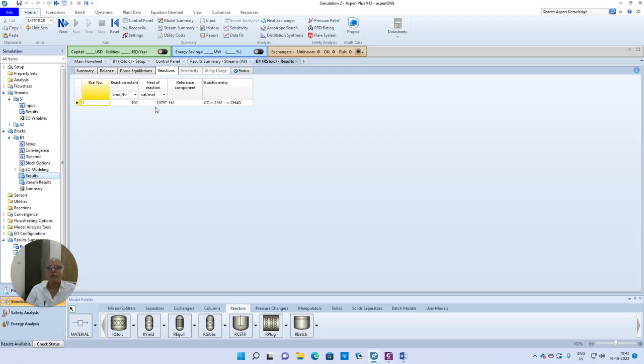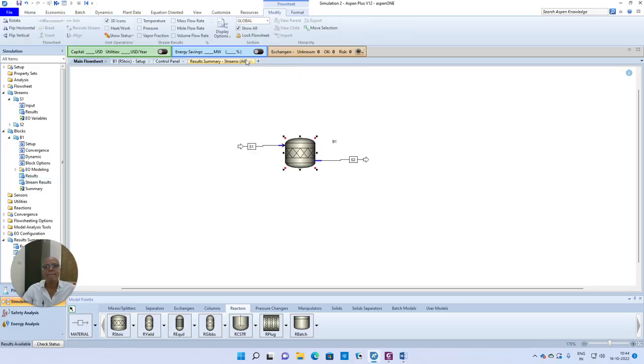So if you want to find out the heat of reaction with respect to hydrogen, the heat of reaction becomes half compared to the heat of reaction on the basis of carbon monoxide. Please convince yourself about this.